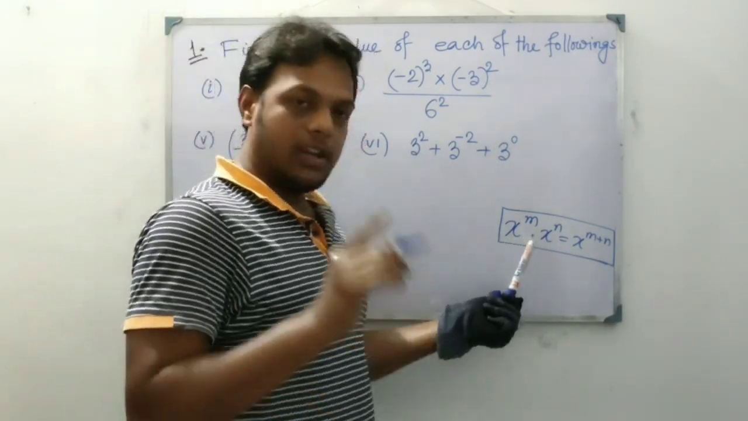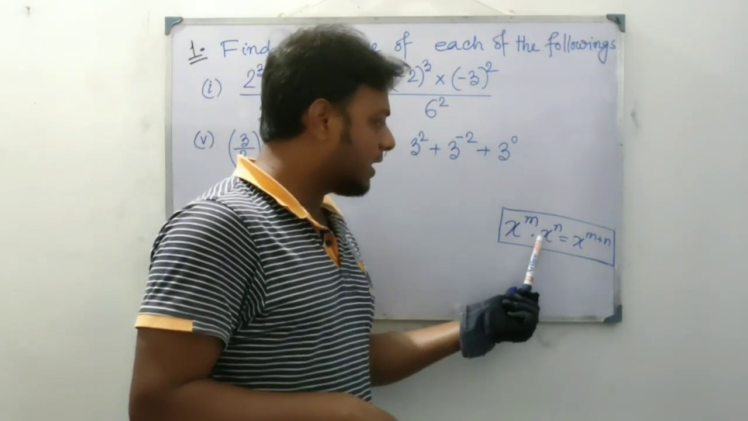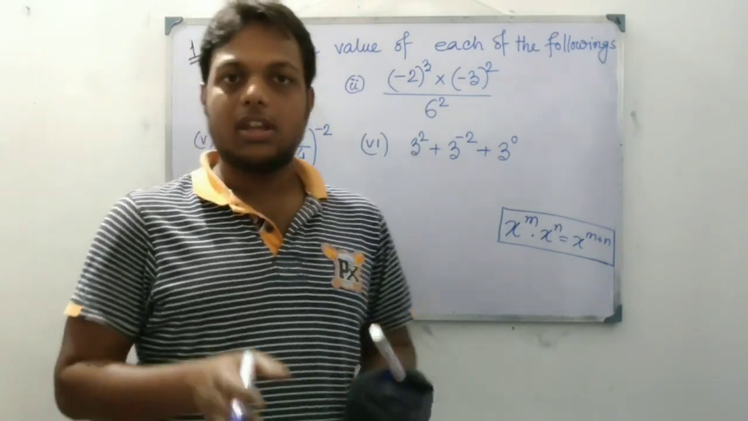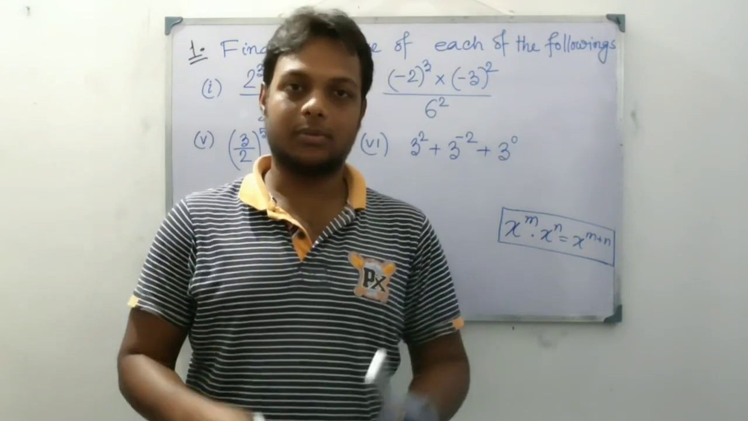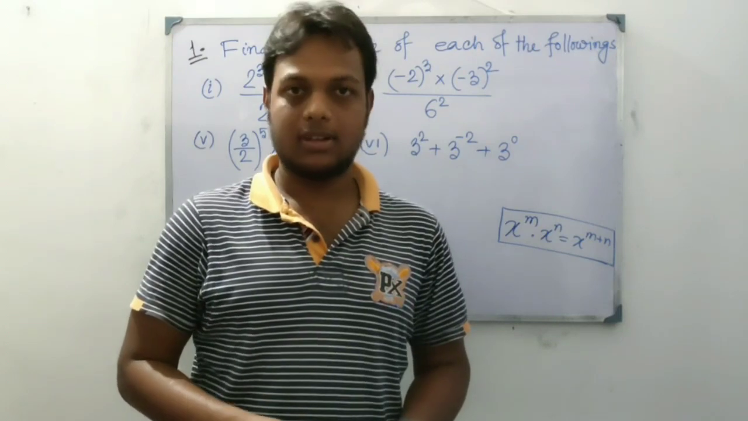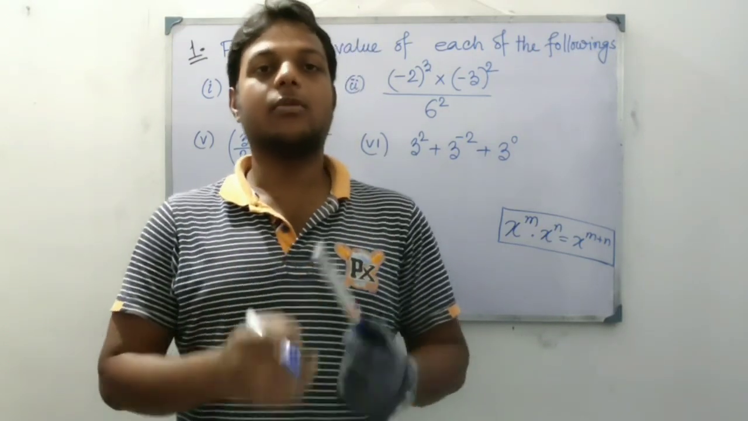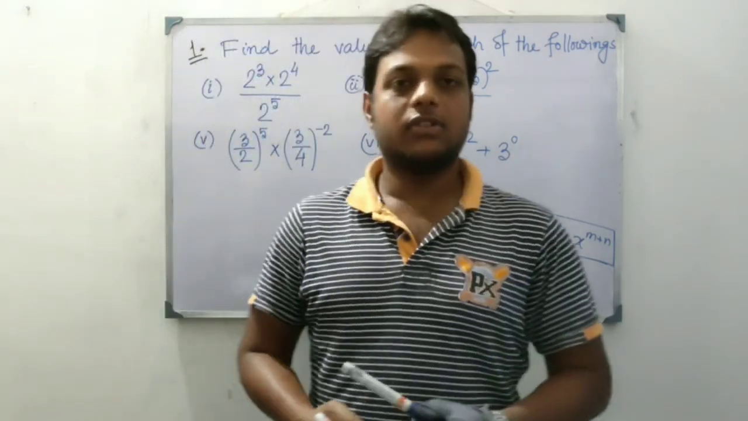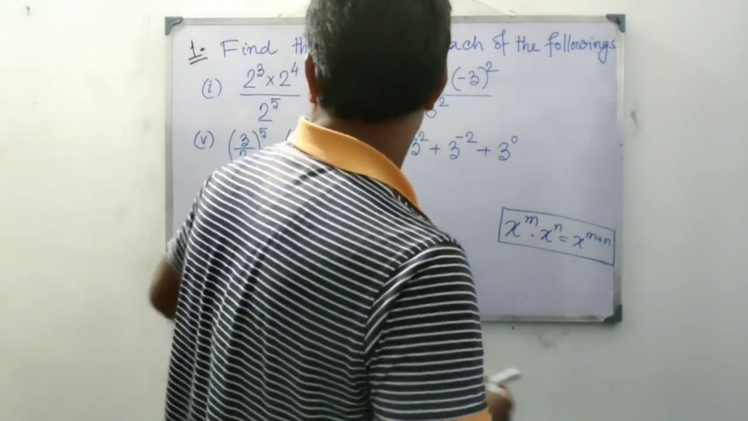So x to the power m into x to the power n, since these two have the same base, we can add the powers. In the case of multiplication, you have to add the power, and in the case of division, you have to subtract the power. In short, you can memorize it this way. Is it clear? If the bases are the same, in multiplication we add the powers, and in division we subtract the powers. Hope you understand.